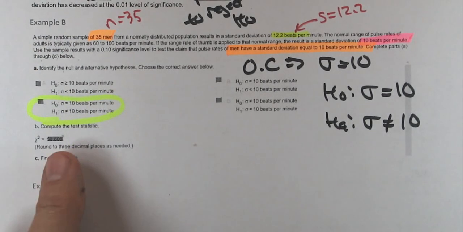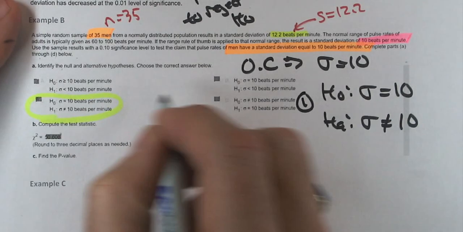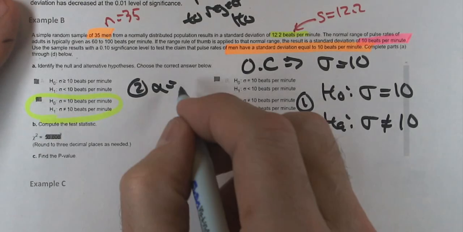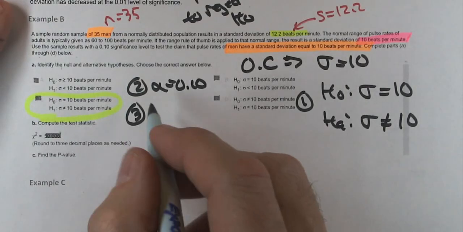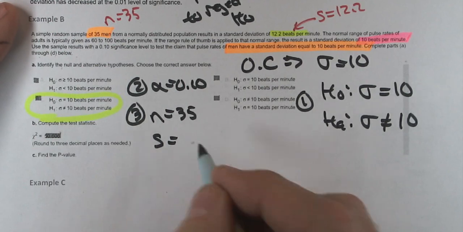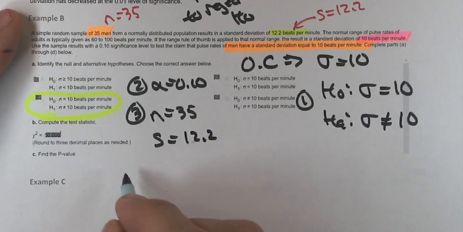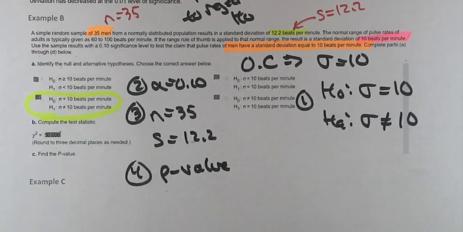All right. So there you go. Now, let's compute our test statistic. To compute our test statistic and finish off this hypothesis test, that's step 1. Step 2 is alpha is 0.10. Step 3, we need to input our data, and that's going to include two things. It's going to be n equals 35 and s equals 12.2. And we'll get a p-value when we input that into StatDisk. So let's do that.